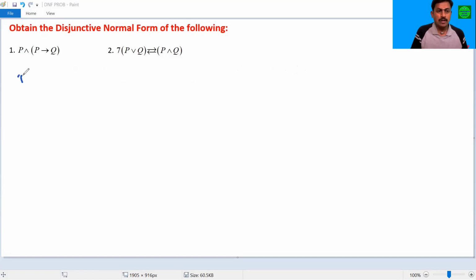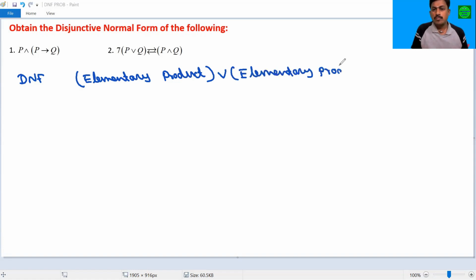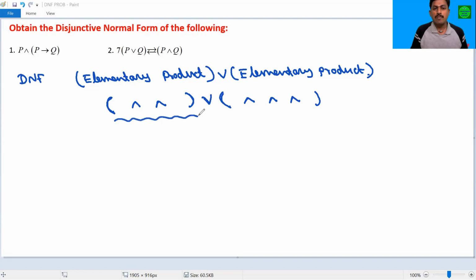We know that disjunctive normal form means disjunction of elementary products. Simply, if you want to remember, you can remember like this: elementary products must consist of the conjunction symbol. Here also, this elementary product must consist of the conjunction symbol. In between these two brackets, you must have the symbol or. So remember, disjunctive normal form means you have to derive a term like this.